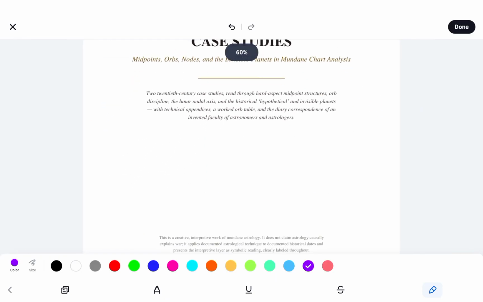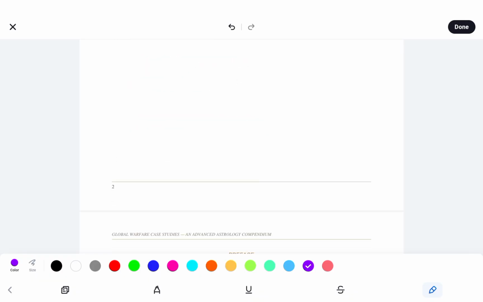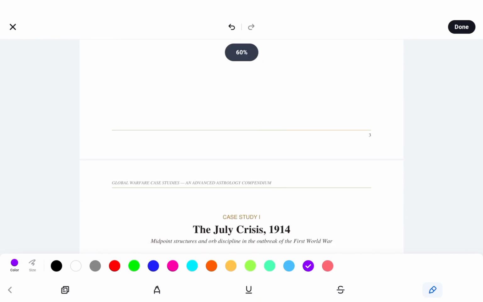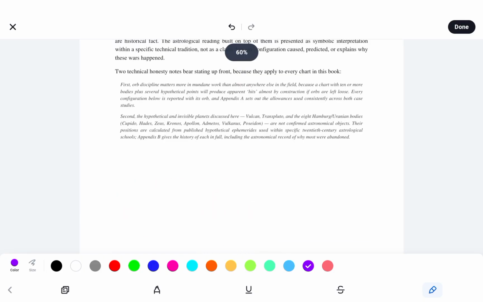Alright, and here we are going to... I actually just made the same PDF in one.